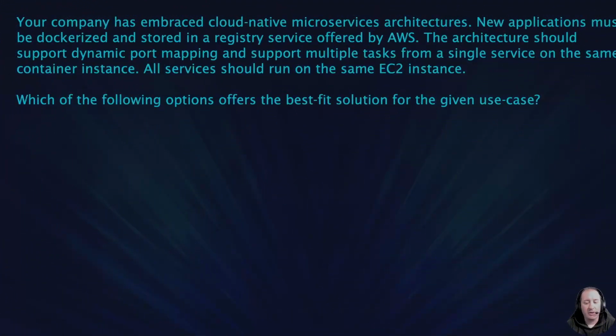All right, let's go ahead and read off the question for this lesson this time. Your company has embraced cloud-native microservice architectures. New applications must be Dockerized and stored in a registry service offered by AWS. The architecture should support dynamic port mapping and support multiple tasks from a single service on the same container instance. All services should run on the same EC2 instance. Which of the following options offers the best solution for this given use case?